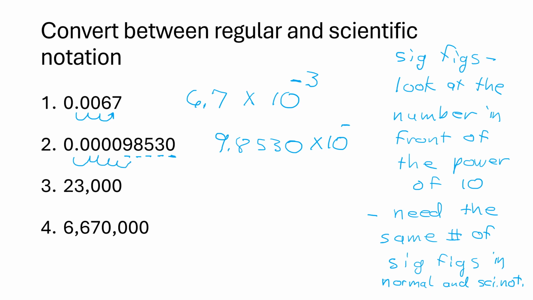I'm going to move that decimal point 5 times. So that becomes 9.8530 times 10 to the negative 5.